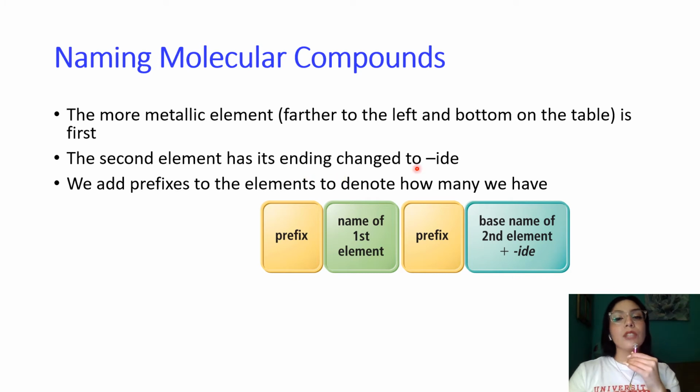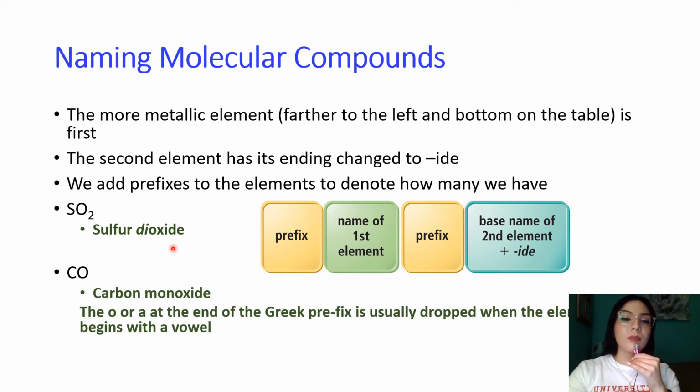The second element, you will change the ending to "ide", and then you'll add prefixes to both the first element and the second element. So let's say we have SO2. We only have 1 sulfur, so you will typically omit mono if it's the first element. And then we have 2 oxygens, and the prefixes that we use are pretty much the typical prefixes. For example, the hydrates that we were talking about, they're in the book. And then for carbon monoxide, we have 1 carbon. Like I said, we typically omit the mono in front of the first element.